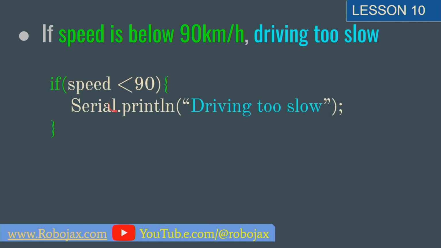Now, here is the actual example. We say if the speed is below 90 km per hour, driving too slow. So here, speed is a variable and this is a number, so we use greater than and less than signs. Here it says speed is less than 90. If that's the case, let's say the action is to just print this text, driving too slow.